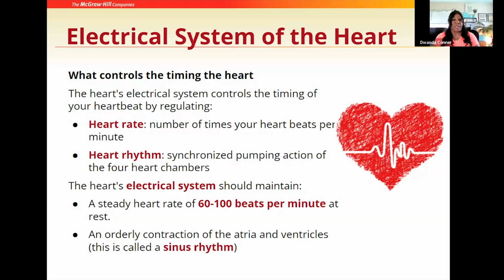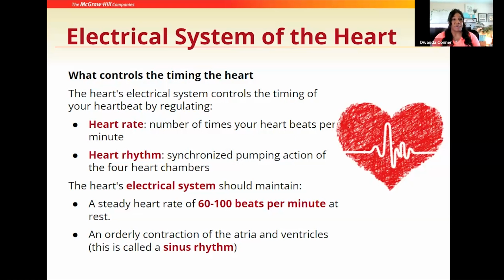Now, also within the electrical system of the heart, we have what's called a heart rhythm. Heart rhythm is going to be different from the rate. Remember, the rate is going to be the beats per minute. So with the heart rhythm, this is a synchronized pumping action of the 4 heart chambers. So really the squeezing, the contracting, and the relaxation of what's occurring within the heart.